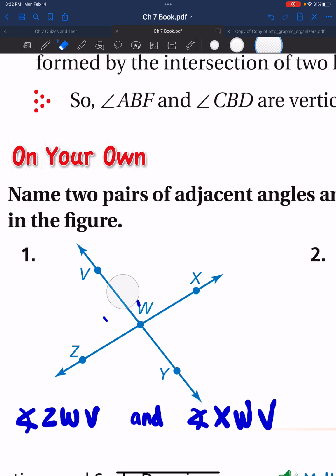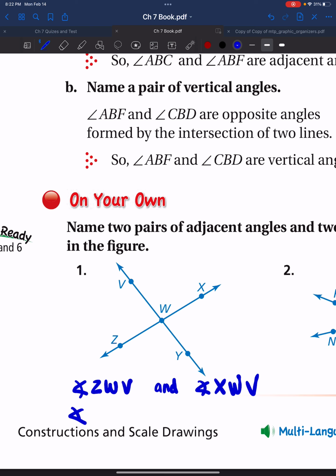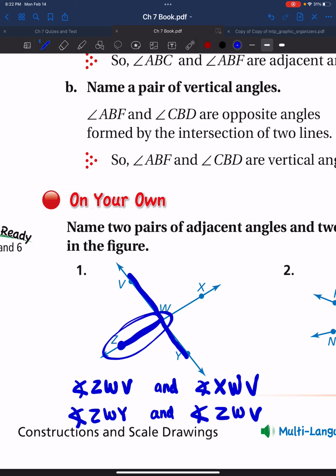Okay, let's name another pair of adjacent angles. I've got angle ZWY, and let's mix it up. Let's do angle ZWV. Those are adjacent because they share that side. This angle and this angle share that side.